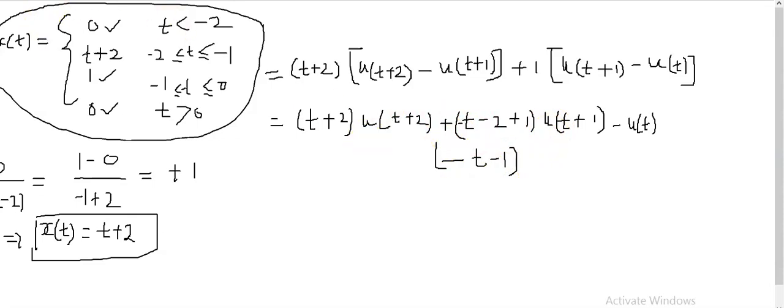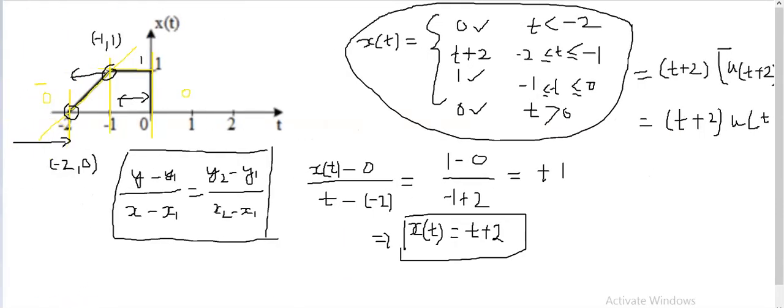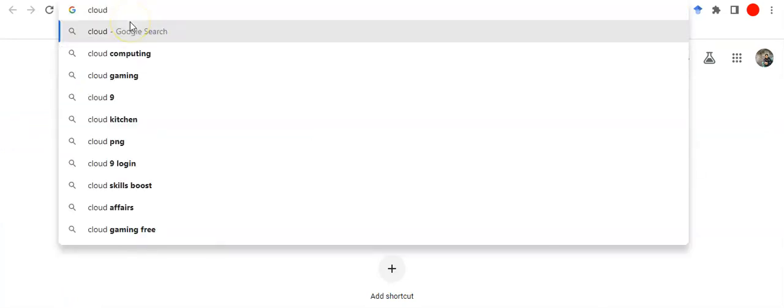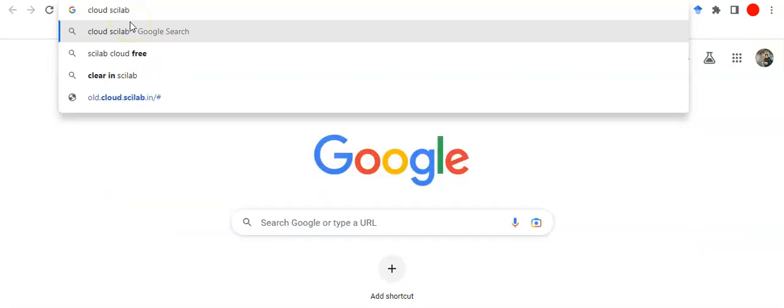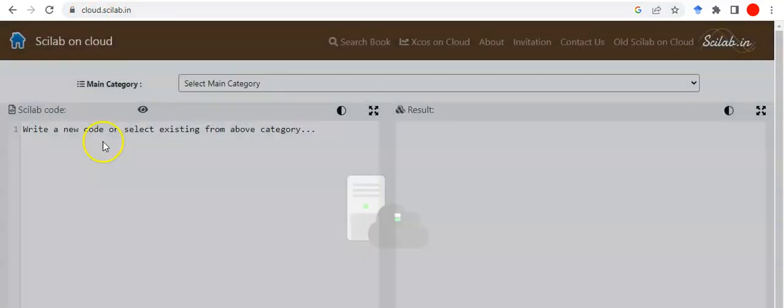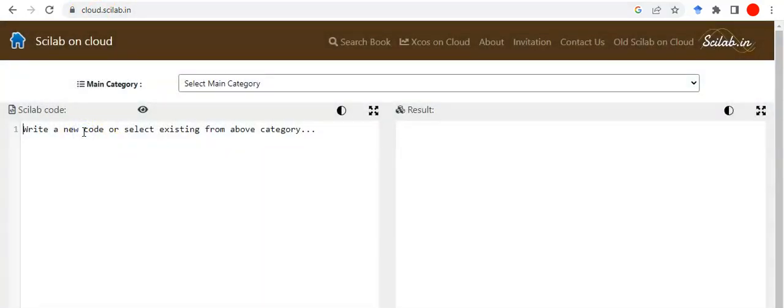Okay. Next was to plot it in SciLAB. Let us do that also. So plotting it will be done on cloud SciLAB. SciLAB आपके पास अगर नहीं है इंस्टॉल, तो आप क्लाउड कंप्यूटिंग भी कर सकते हो. क्लाउड SciLAB पे जाके छोटी इंस्ट्रक्शंस हम यहाँ पे ड्रॉ कर सकते हैं.